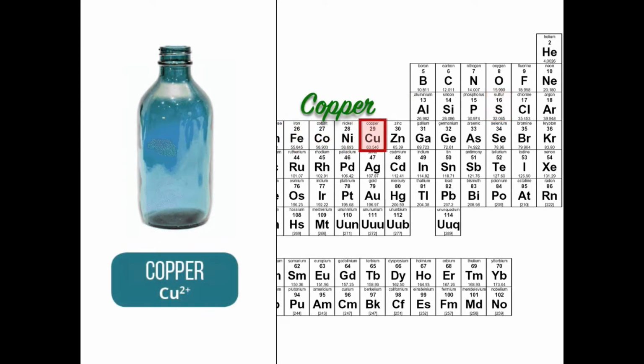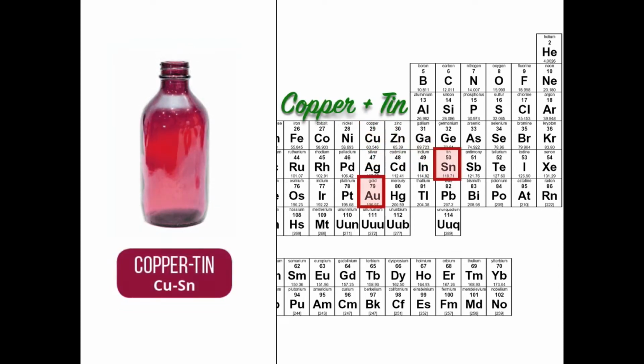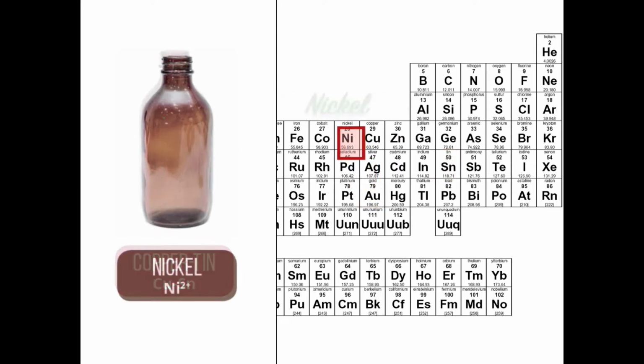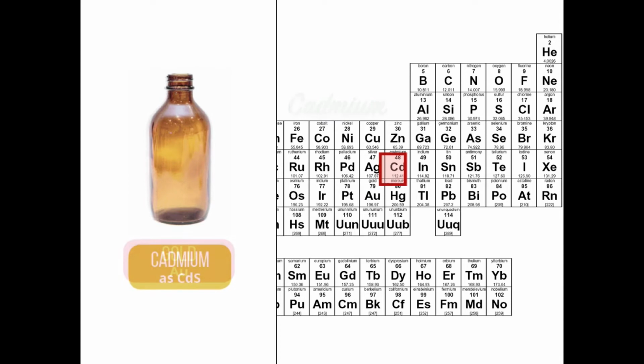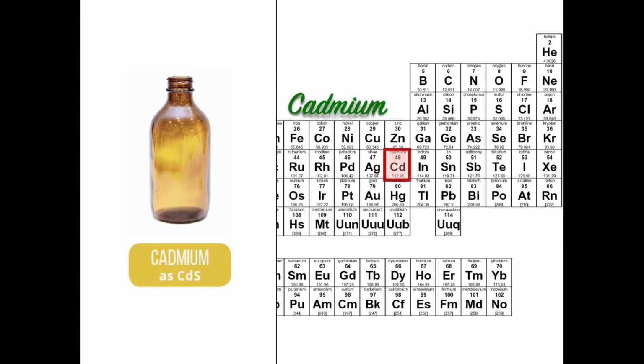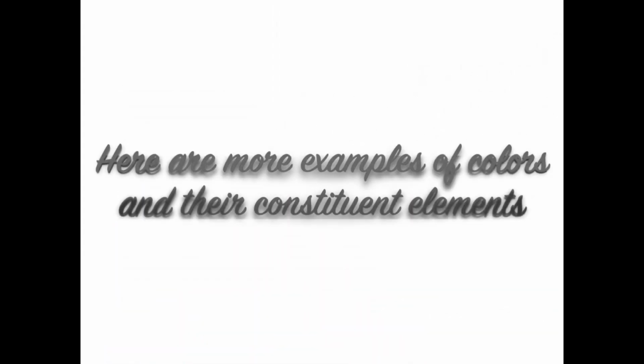Copper is a blue color. You might recall that in chemistry when we use copper sulfate, for example, copper that is in a solution, it has that bluish color. When we combine copper and tin, you get a nice little red color. Nickel, a brownish color. Gold, a reddish. And cadmium, you actually get a goldish color. So as you can see, every element gives us a specific color signature.